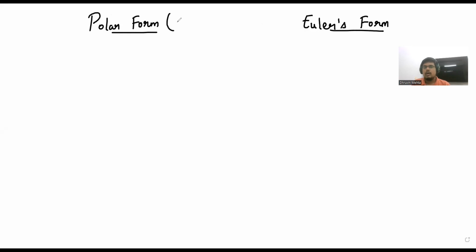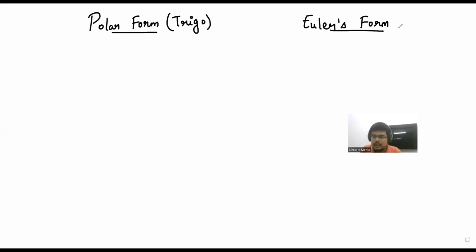Arush, today we have to start with the polar form of a complex number and the exponential form, which is also called Euler's form of a complex number. Polar form is basically a way of representing complex numbers using trigonometry, and Euler's form is basically representing a complex number in the exponential form.